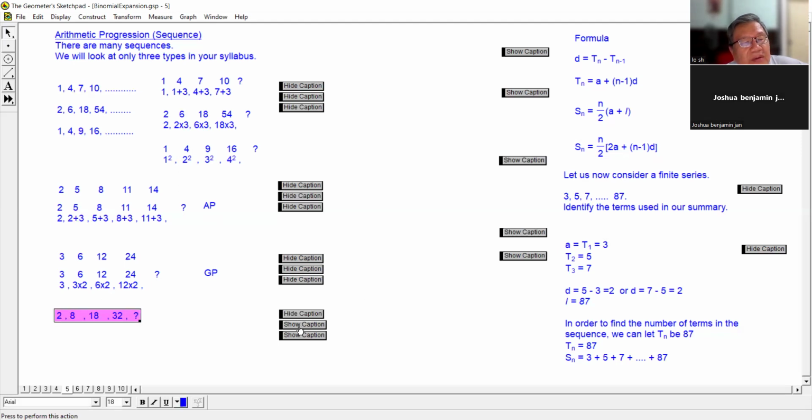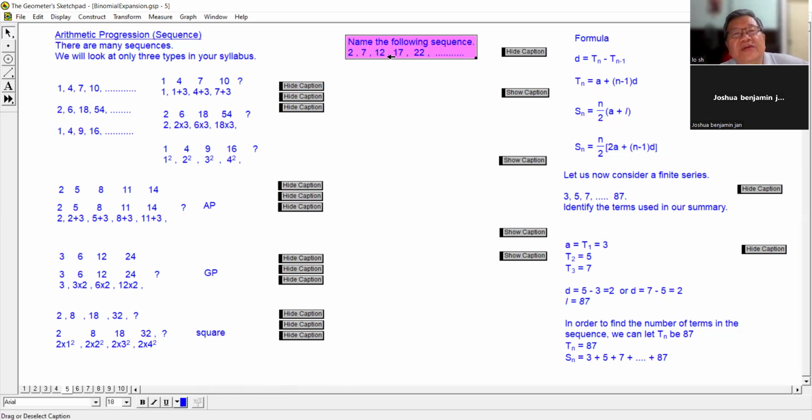And this one, 2, 8, 18, 32. So we also square. But the square, then you multiply by 2, right? 1 square multiplied by 2 is 2. 2 square multiplied by 2 is 8. 3 square multiplied by 2 is 18. So this one is also the square type, right? This is the square type. Okay. So we are going to concentrate on this type of sequence.